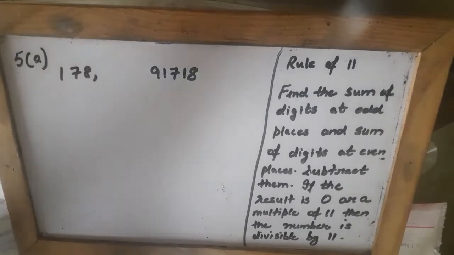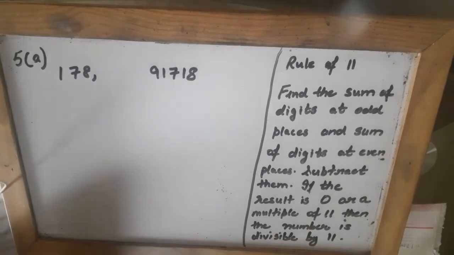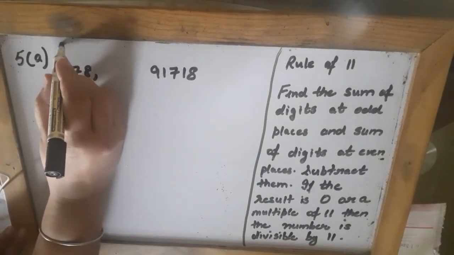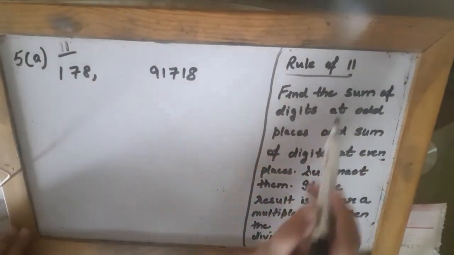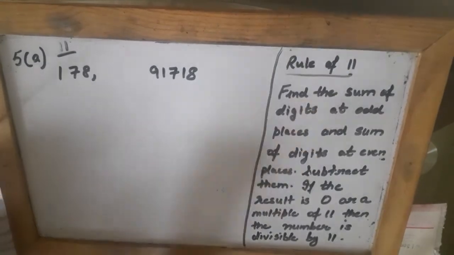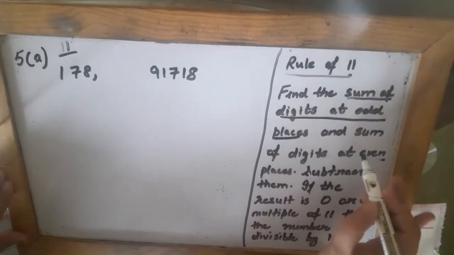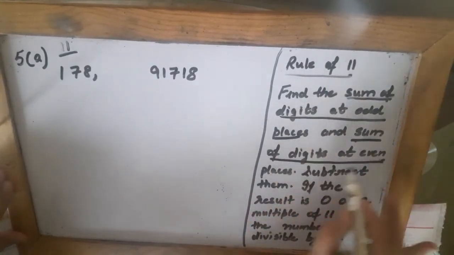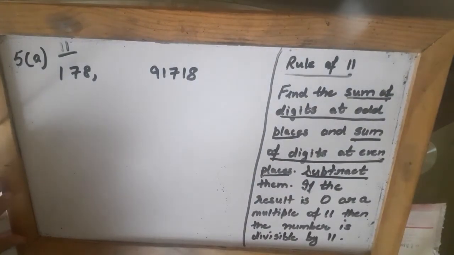Now we will start with the fifth question. In the fifth question, you are given numbers and you are asked to check whether the following numbers are divisible by 11. Now, first of all, what is the divisibility rule of 11? The rule says find the sum of digits at odd places, sum of digits at even places, and then subtract them. If the result is 0 or a multiple of 11, then the number is divisible by 11.